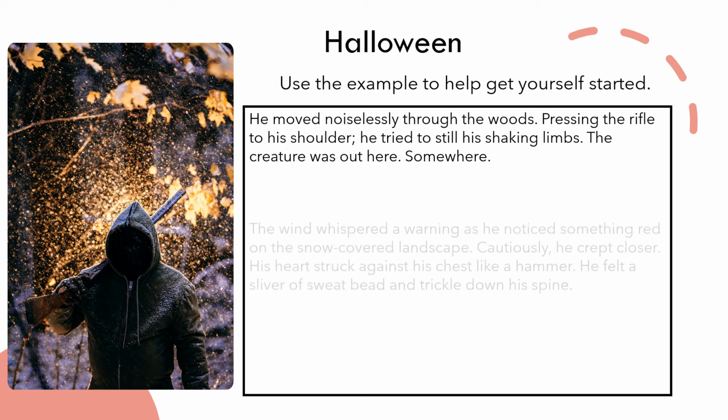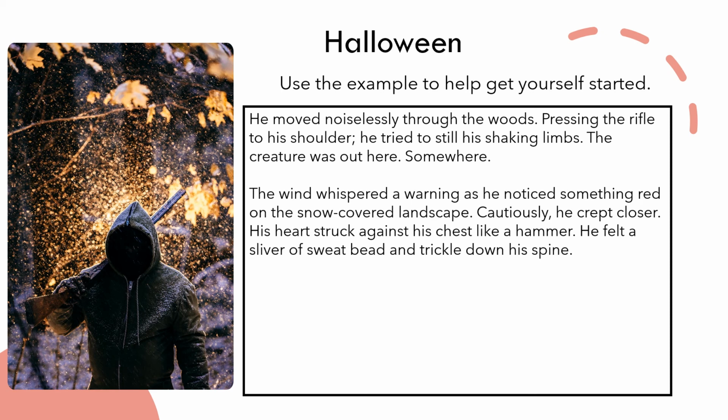When we look at the second paragraph, we can see there that they're using other techniques to build a sense of tension and suspense in the writing. So it says, "The wind whispered a warning as he noticed something red on the snow-covered landscape. Cautiously he crept closer. His heart struck against his chest like a hammer. He felt a sliver of sweat bead and trickle down his spine." So you can see there from that first line, with the wind whispered a warning, it's clearly used personification, which was one of the techniques that we're focusing on the previous slide.